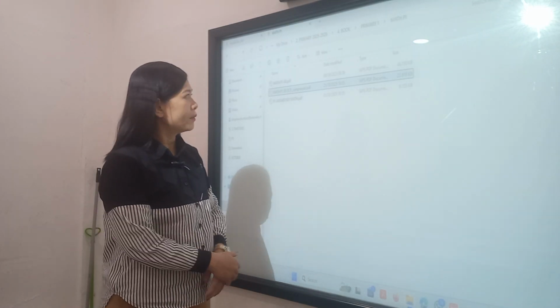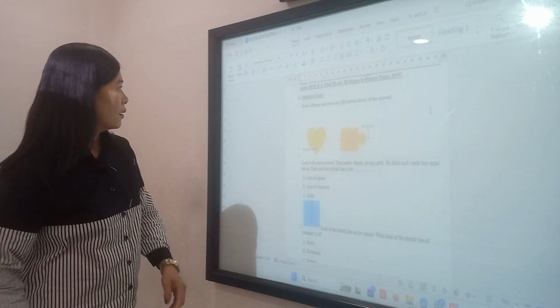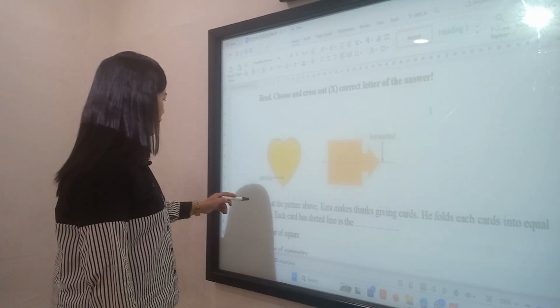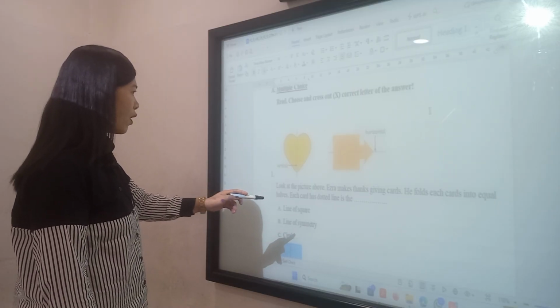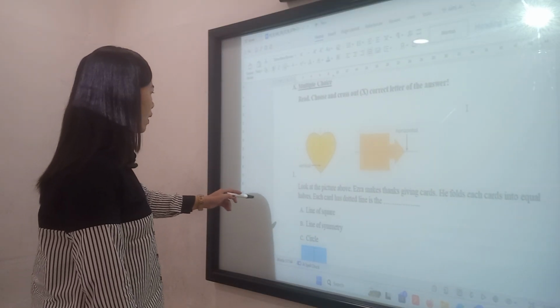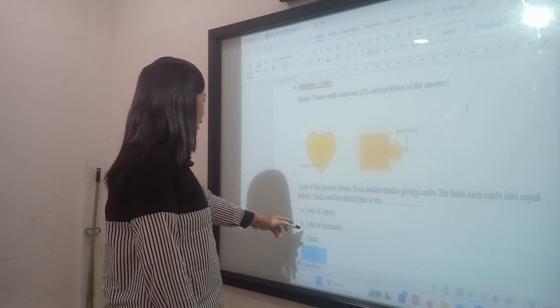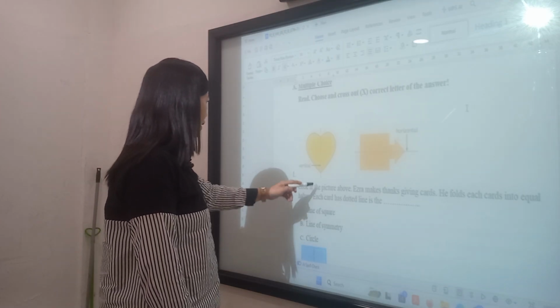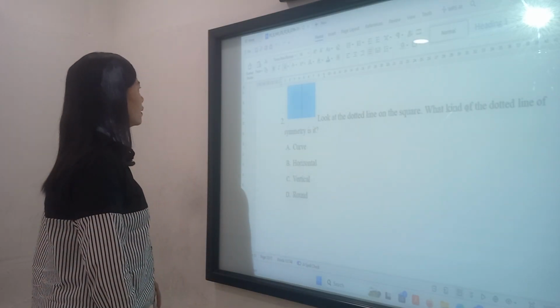Look at the picture above. Ezra makes a Thanksgiving card. He folds each card into equal parts. Each card has a dotted line. Is the B line of symmetry? Line of symmetry. Okay, next.